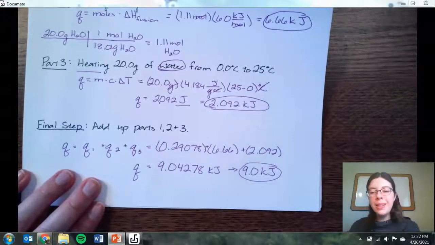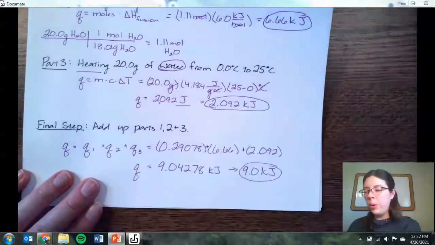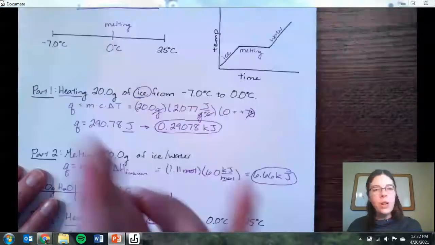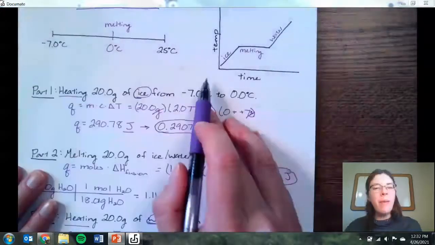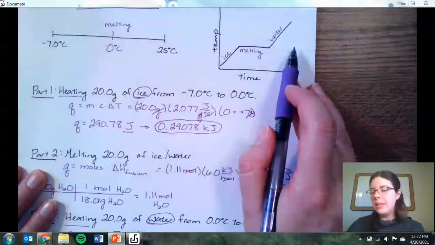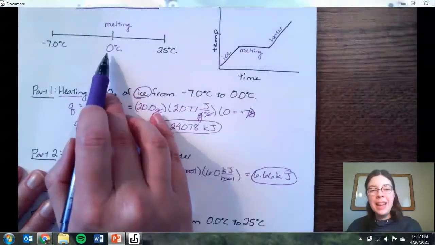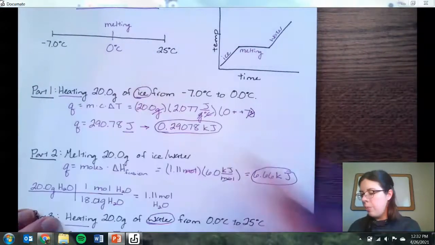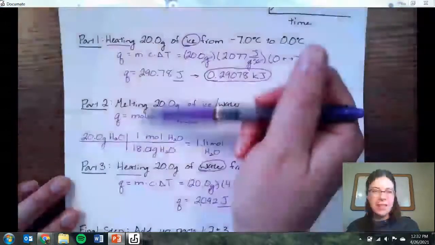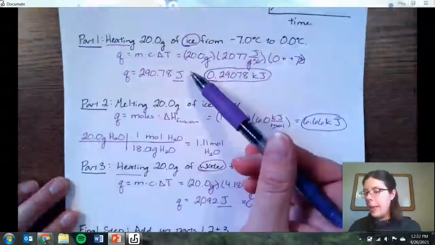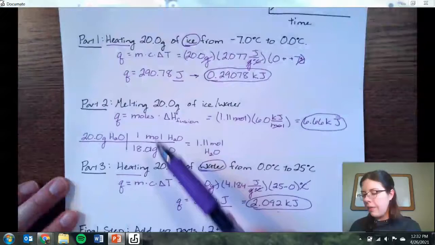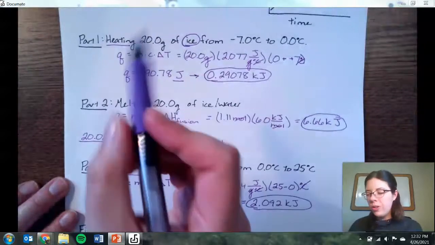Okay, so I know that was a lot of different steps, but let's review it really quickly. The first thing we want to do is go ahead and break our problem up to find the different parts of it. In this case, we knew we had to have melting in the middle. We're then going to figure out each of the steps. So we have heating of the ice, melting of the ice, and then heating of the water. We're going to use the different equations.